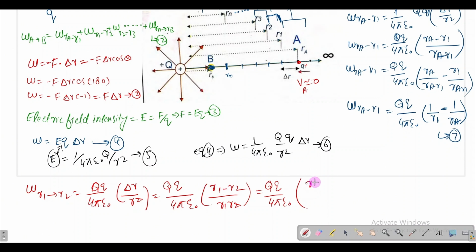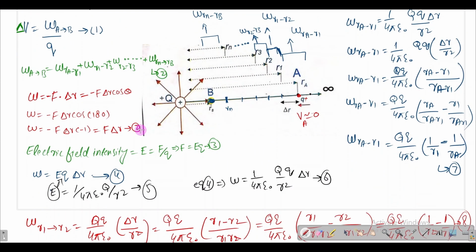This is equal to Q by 4 pi epsilon naught, and I am going to put these two below: R1 divided by R1 R2 minus R2 divided by R1 R2. This is the further simplification. So it becomes Q by 4 pi epsilon naught, and here R1 and R1 will cancel, giving 1 over R2 minus 1 over R1, and this is equation 8. So this is the equation for the second step.